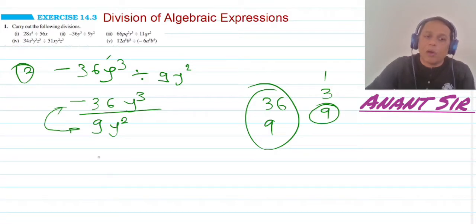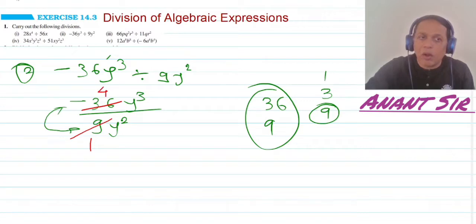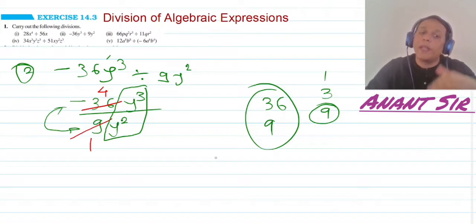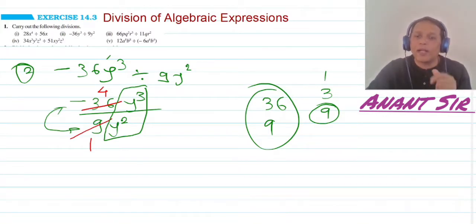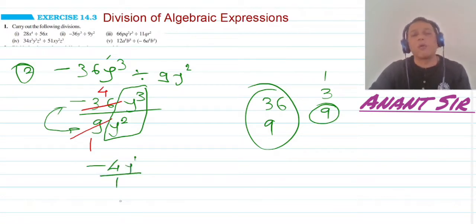For example, now if you divide both by 9, what will be your answer? When you divide 9 by 9, it will be 1. And when you divide 36 by 9, 9 4s are 36, it will be 4. And now think about y. How many y are there in the numerator? 3. And how many are there in the denominator? 2. So how many more are there in the numerator? 1. So our answer will be minus 4 by 1 y raised to power 1.